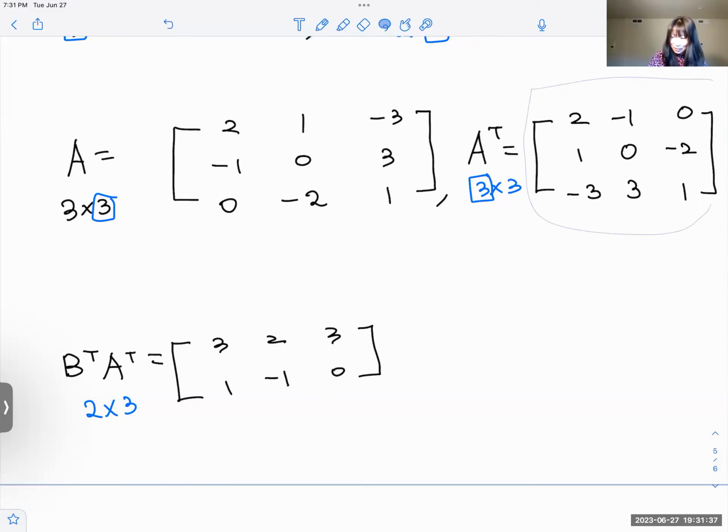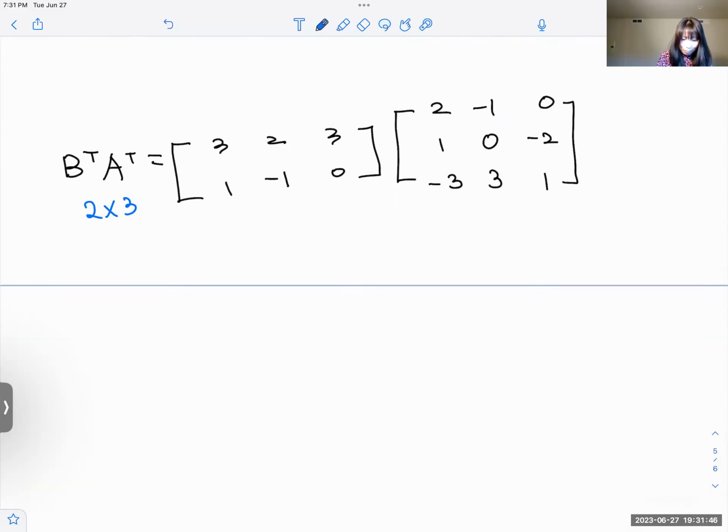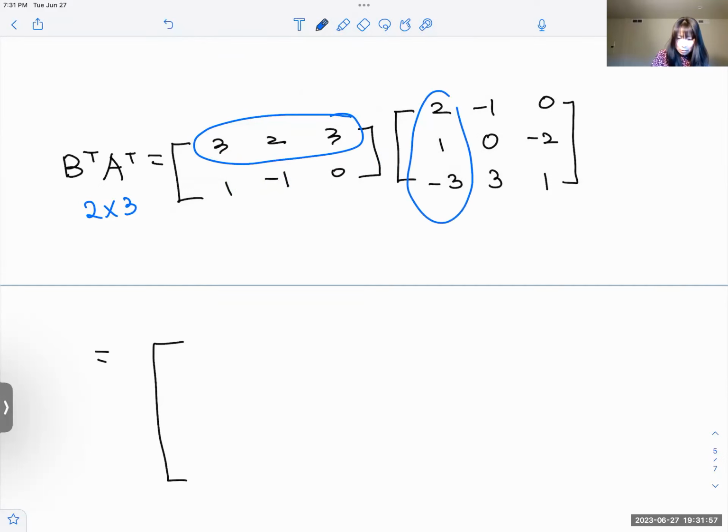Okay, let us do this. Be careful when you do that. First entry with the first entry, second entry with the second entry, third entry with the third entry, right? We multiply and add them. So 3 times 2 plus 2 times 1 plus 3 times negative 3.